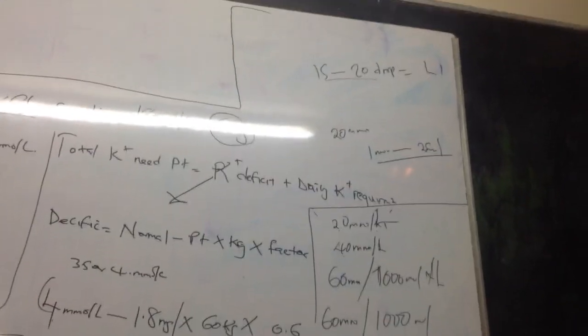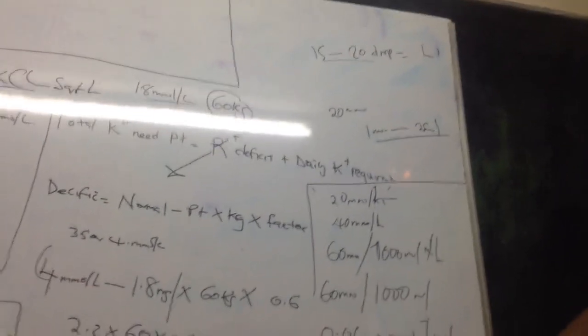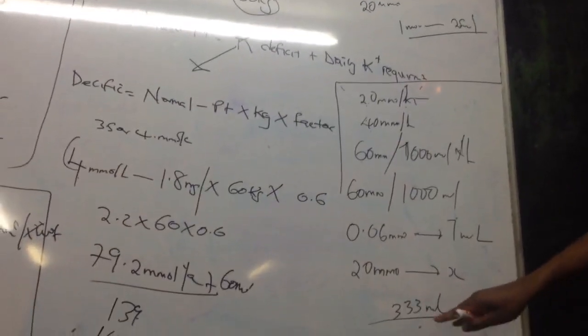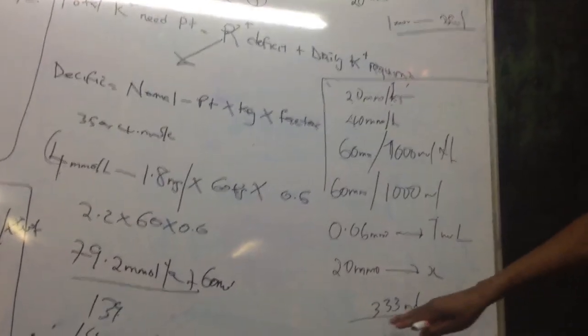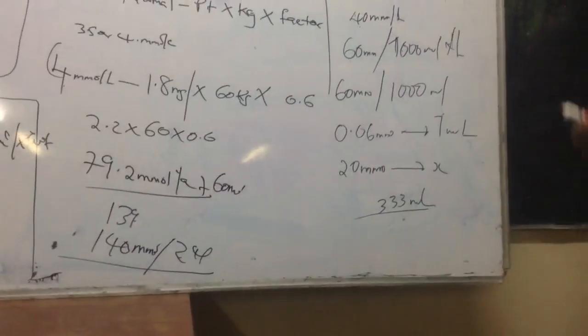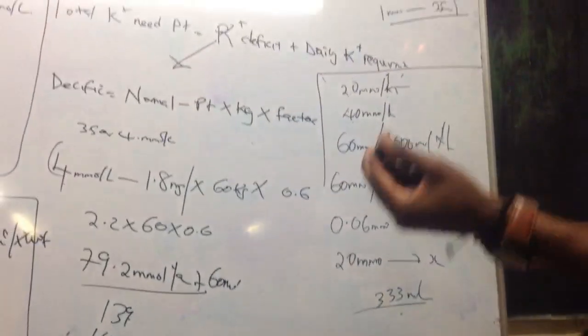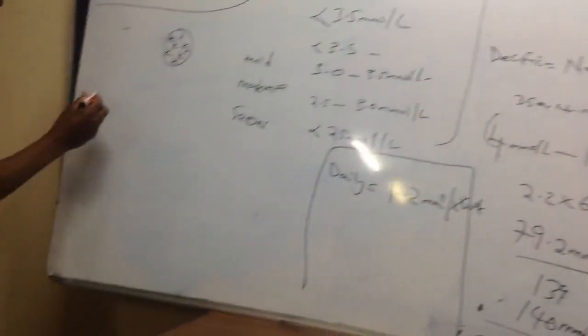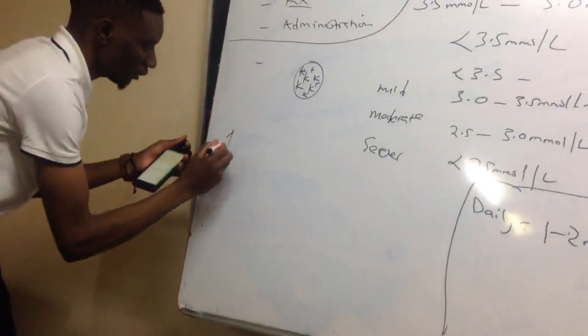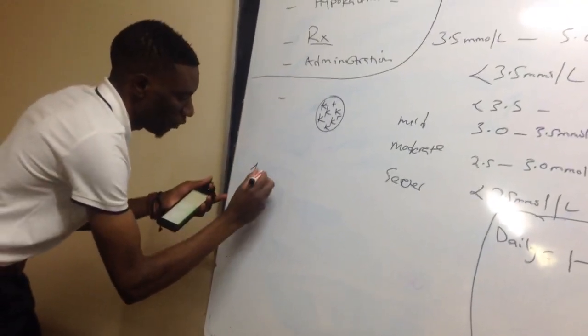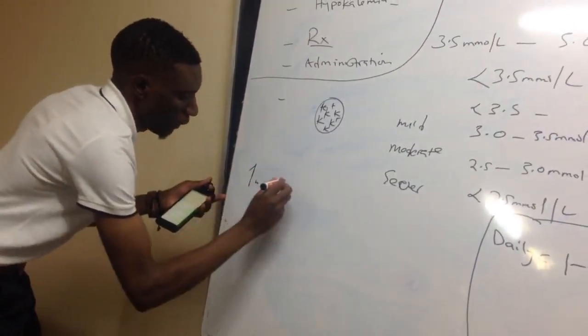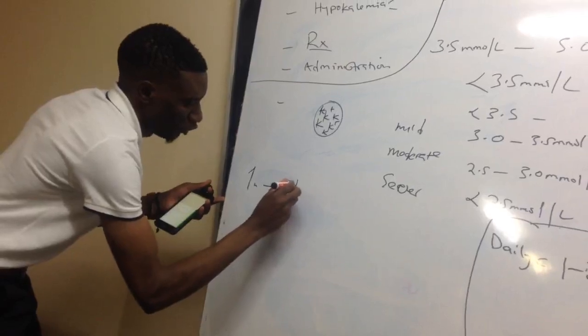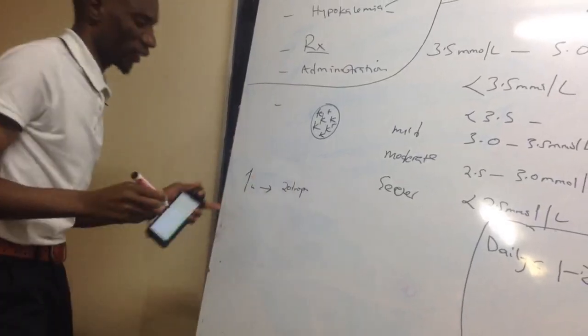So you can equate here to find out how many drops I should give this patient to run at this rate per minute. So you can look at the drop rate now. Let me just do it from here. We assume that 1 ml is equal to 20 drops. That's what we use, 20 drops here. So in this case, we have how many?